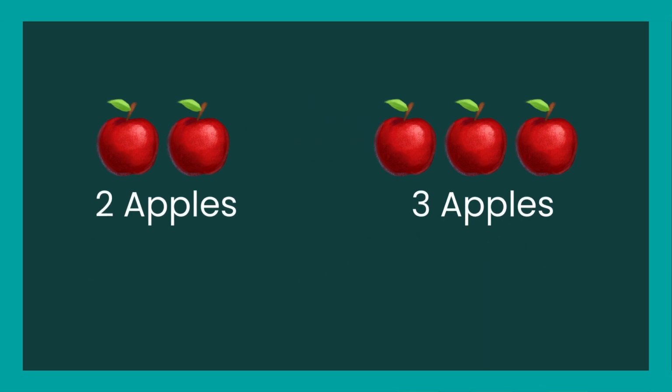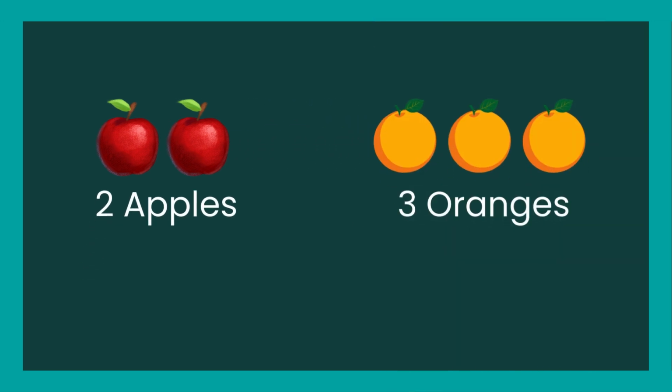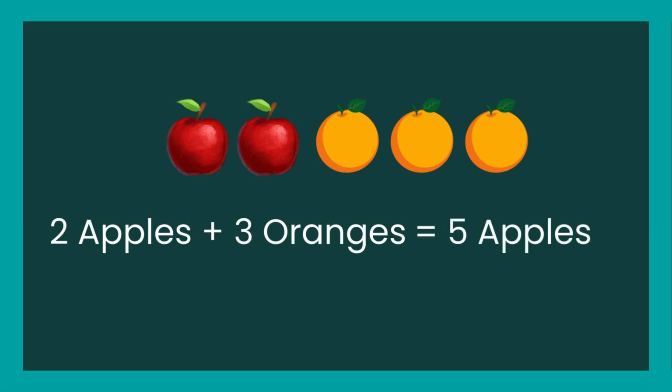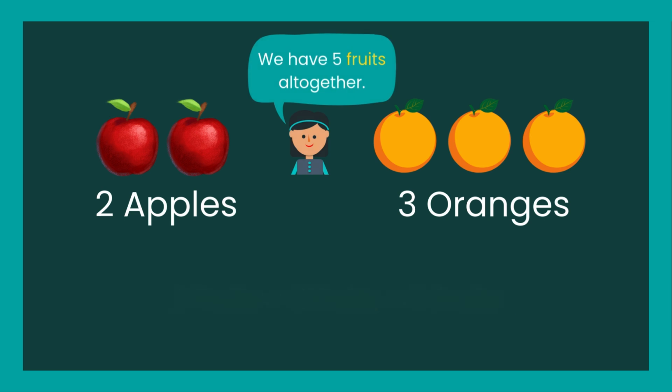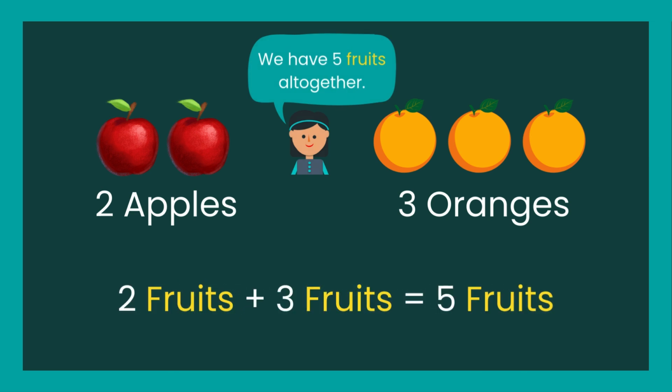Now, let's make a small change. Can we still say we have 5 apples in total? No? But can we say we have 5 oranges in total? Of course not. So, what can we say we have altogether now? Take a moment to think about it. That's right. We can say we have 5 fruits altogether.